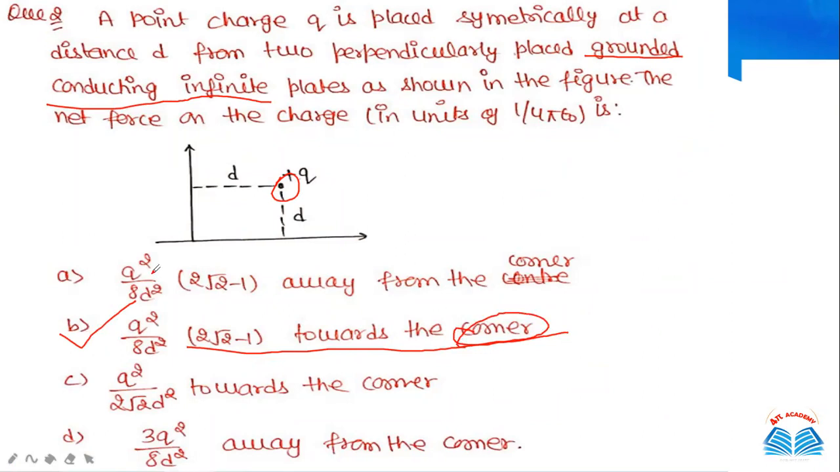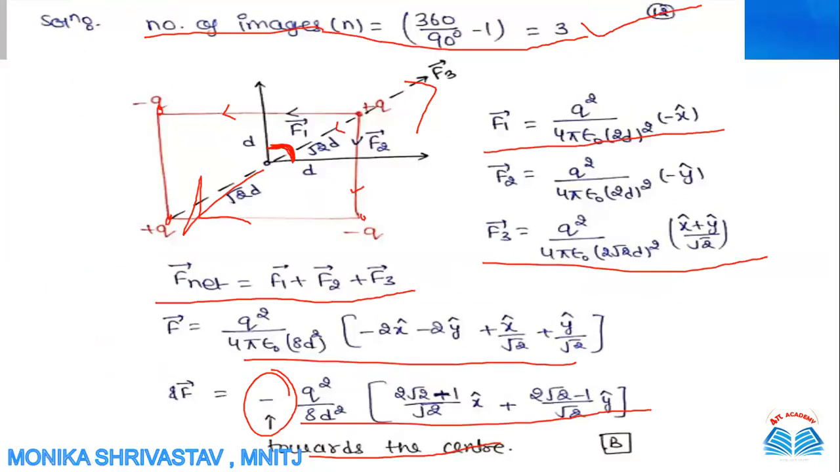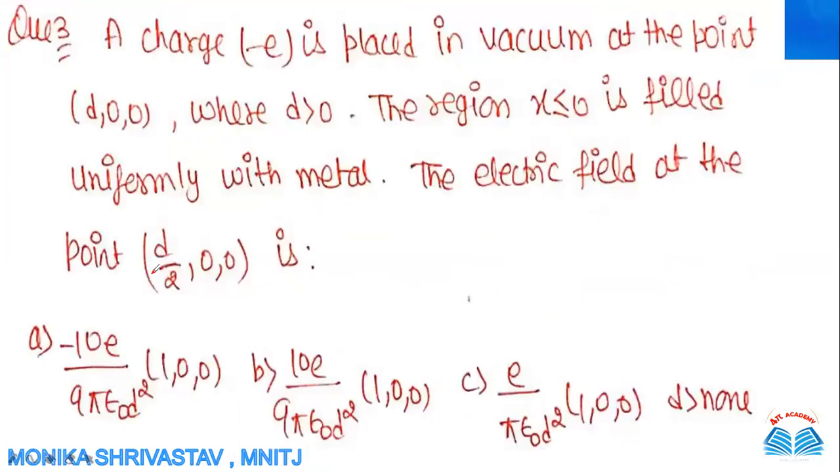This question has already come in your exams. You can see when we will solve more questions. Question 3: a charge minus e is placed in vacuum at the point (d, 0, 0) where d is greater than 0. The region x is less than or equal to 0 is filled uniformly with metal. The electric field at the point (d/2, 0, 0) is.